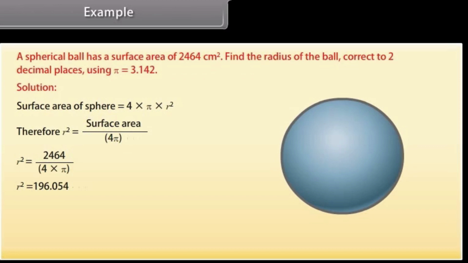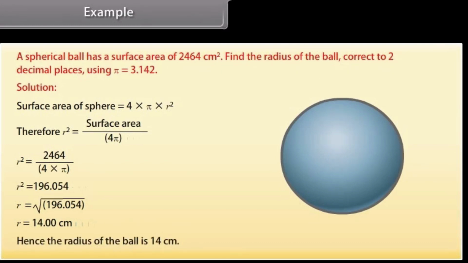r square is equal to 196.054. r is equal to the square root of 196.054. r is equal to 14 centimeters. Hence, the radius of the ball is 14 centimeters.